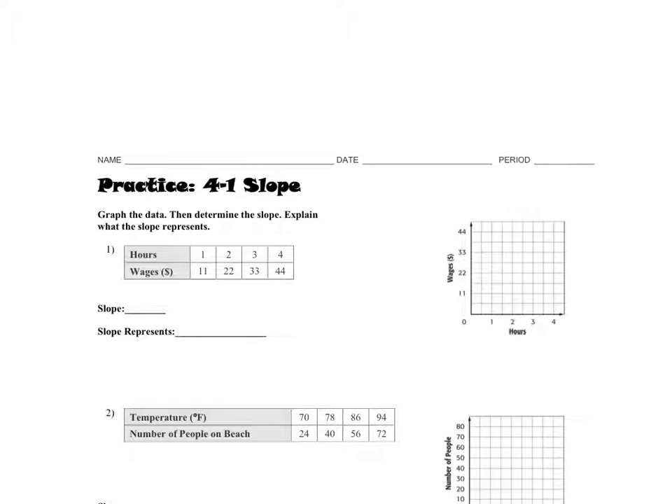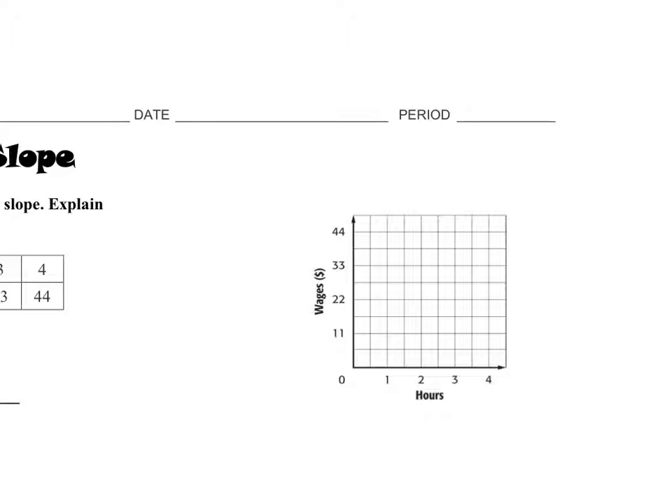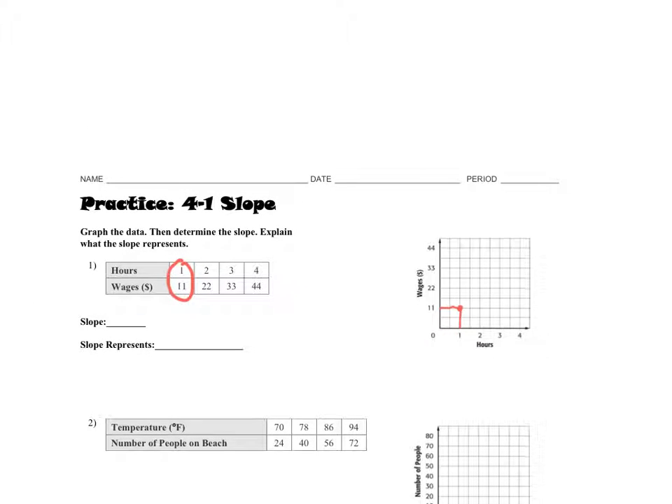So over here on the side, they have 1 hour is $11. So I'm going to come over here and plot 1 hour at $11. And then 2 hours will be $22, 3 hours will be $33, and 4 hours will be $44. Once you've got that, that's more than enough to go ahead and plot a line. You really only need 2 dots for it, but I want to try to put all the points on there just to be on the safe side.